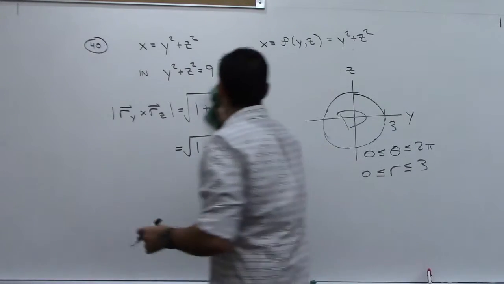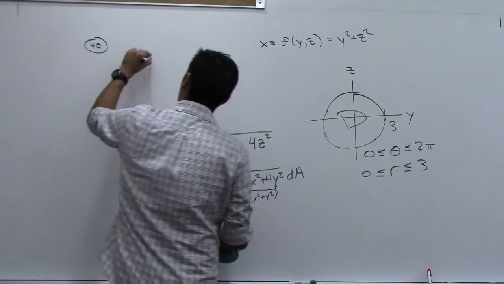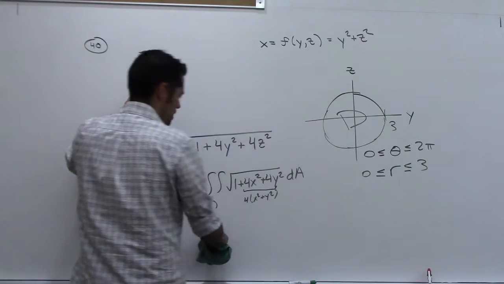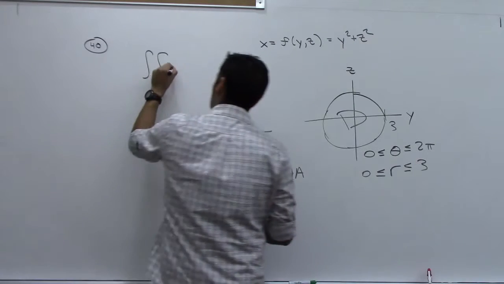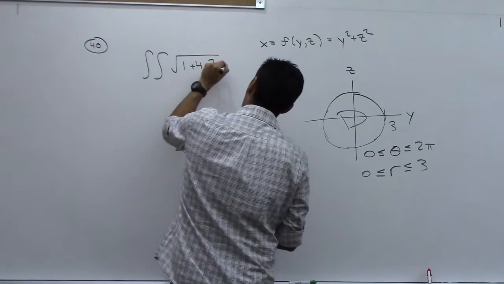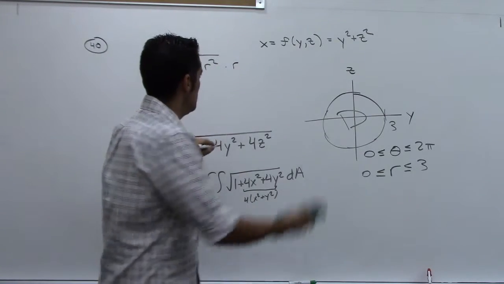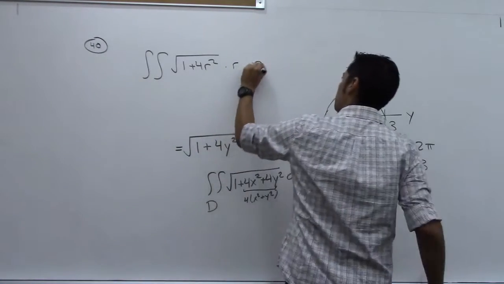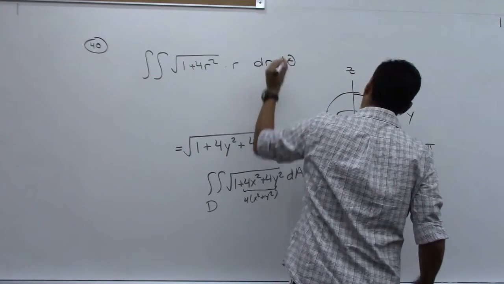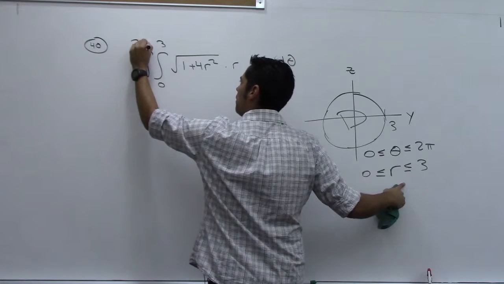So this new integral, when I switch it over, becomes a double integral. I'll fill the limits in just a second. Square root of 1 plus 4r squared. Then I have to put in the r because I switched to polar. And then I'll say dr d theta. And then I'll put my limits: 0 to 3, 0 to 2 pi.